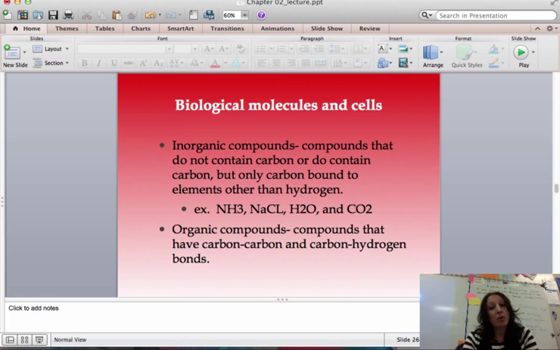Some of the molecules that you should be familiar with in this class are NaCl, H2O, CO2, and phosphorus. These are examples of inorganic compounds, and they do not necessarily contain carbon, or they contain carbon but only bound to elements other than hydrogen. A good example is carbon dioxide. Whereas organic compounds are those that have that carbon-carbon bond.